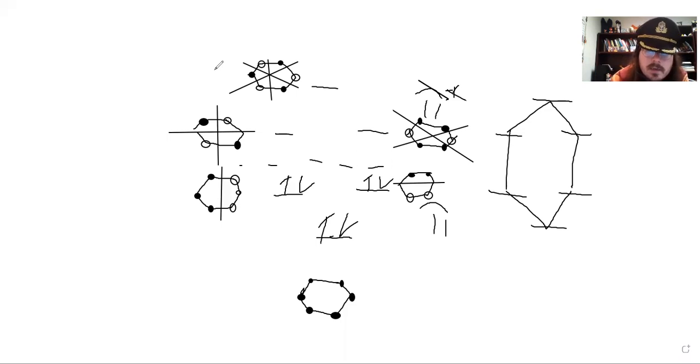Let's look at four, which is actually not so good. So four, our alkene, our diene. So make a bunch of boxes. There's actually four energy orbitals here.